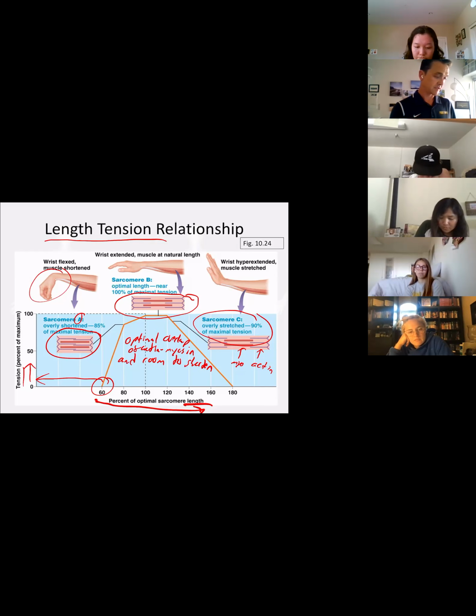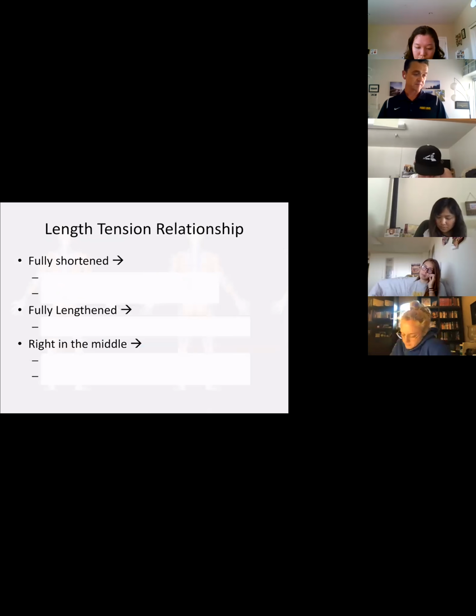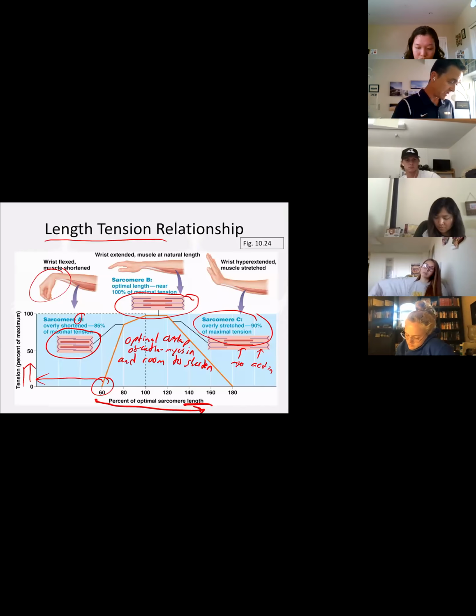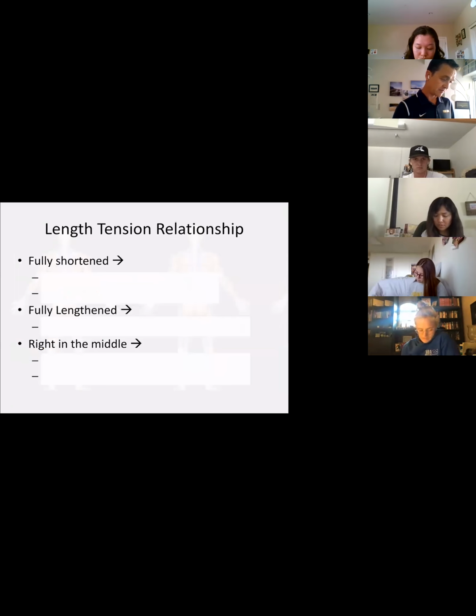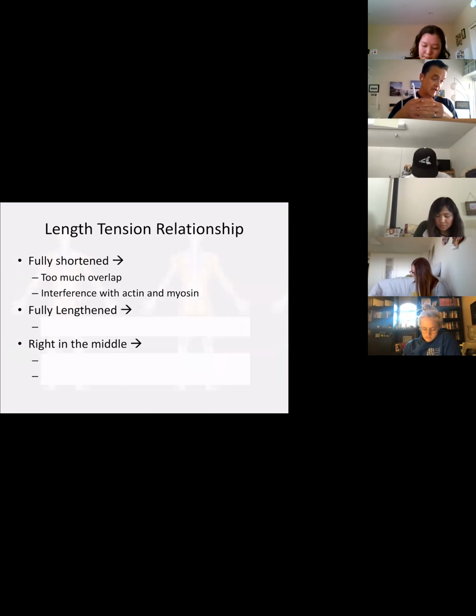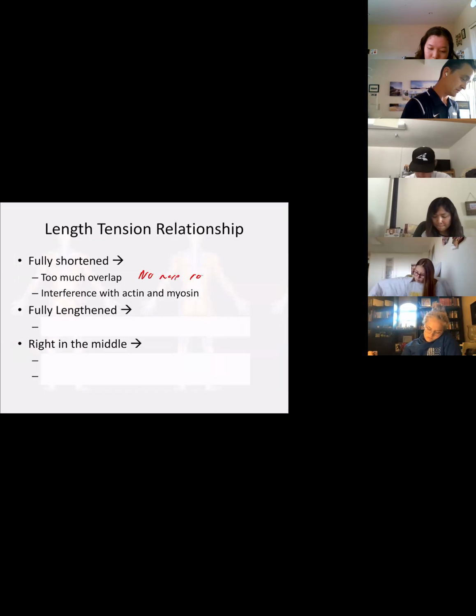Okay, so that's the length tension relationship. And this kind of spells it out for us a little bit more. So when we're fully shortened, which would have been, let me go back here, the fully shortened one would have been B here, okay, the fully flexed. Okay, so that would be B. What happens is there's too much overlap, interference with actin and myosin, really just no more room to shorten.